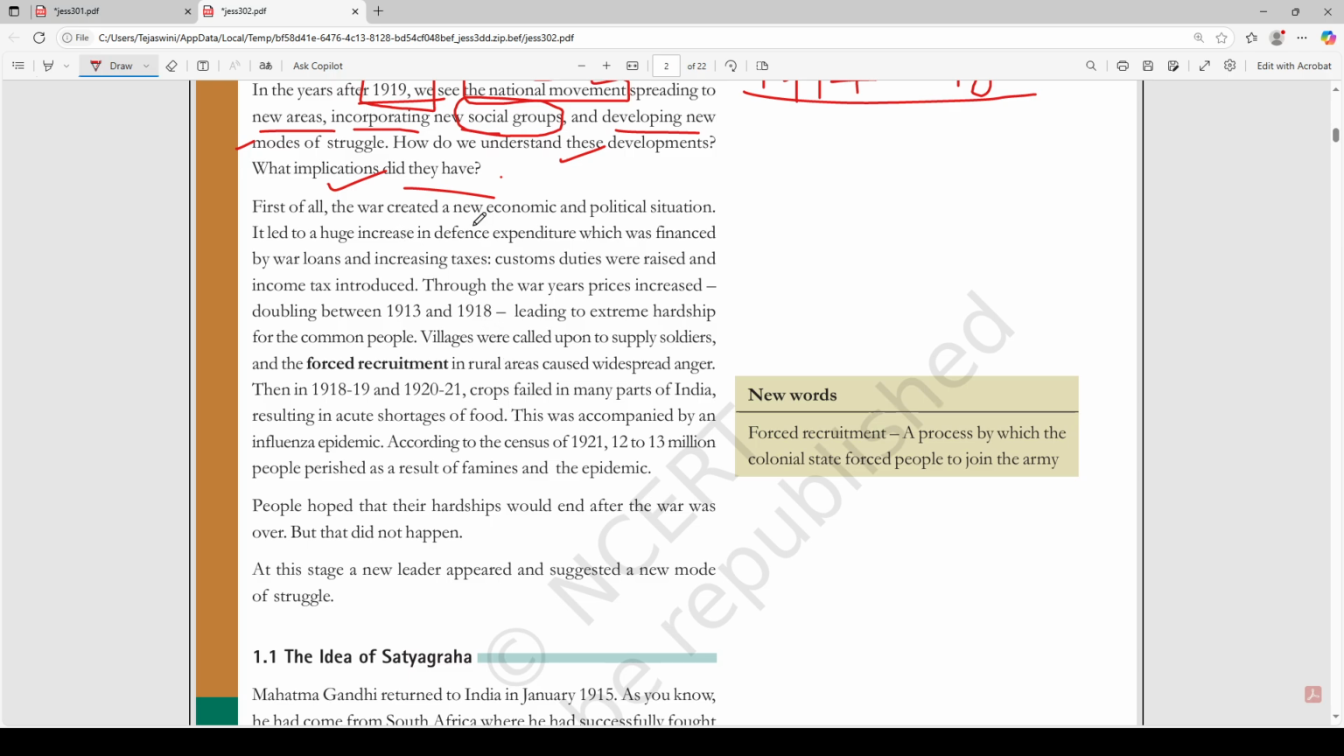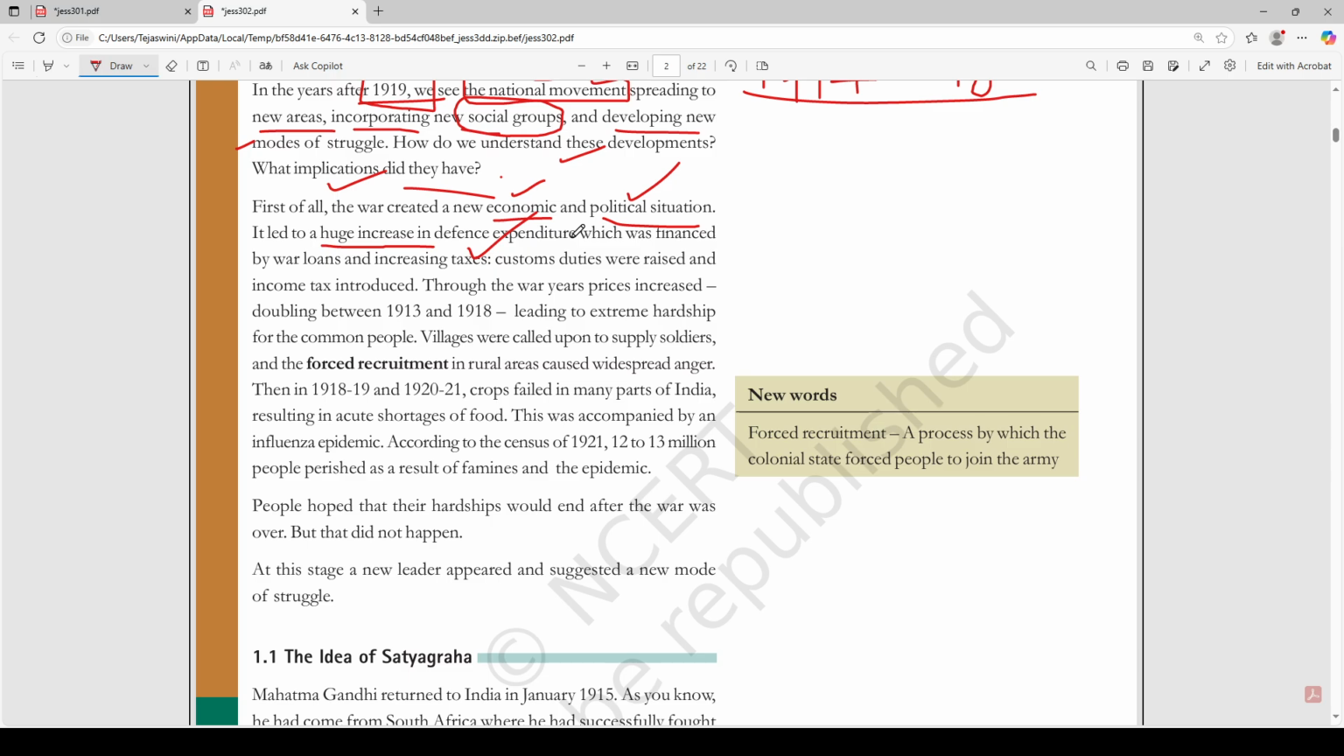First of all, the war created a new economic and political situation. Obviously, if a war occurs, there will be a chaotic situation, the economy will be affected, and the situation of the country may not be good politically. So what are the economic and political situations? Let us understand. It led to a huge increase in defense expenditure. Obviously, if there is a war, it needs a lot of financial resources.